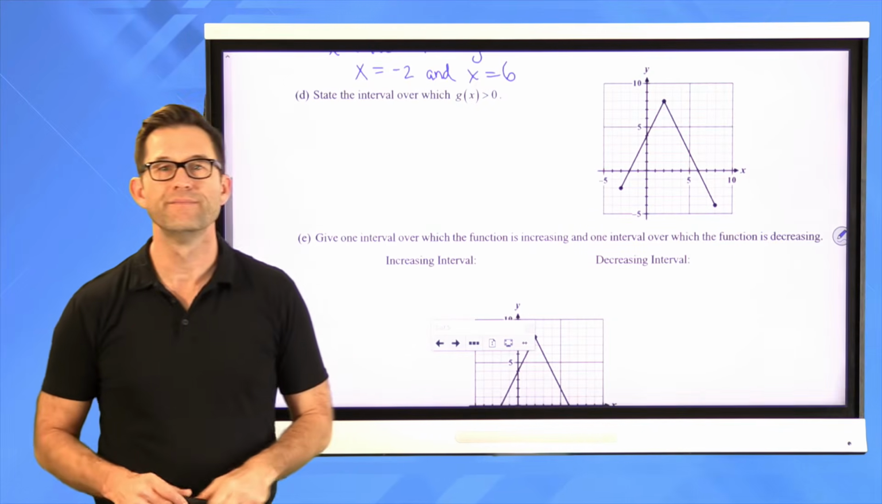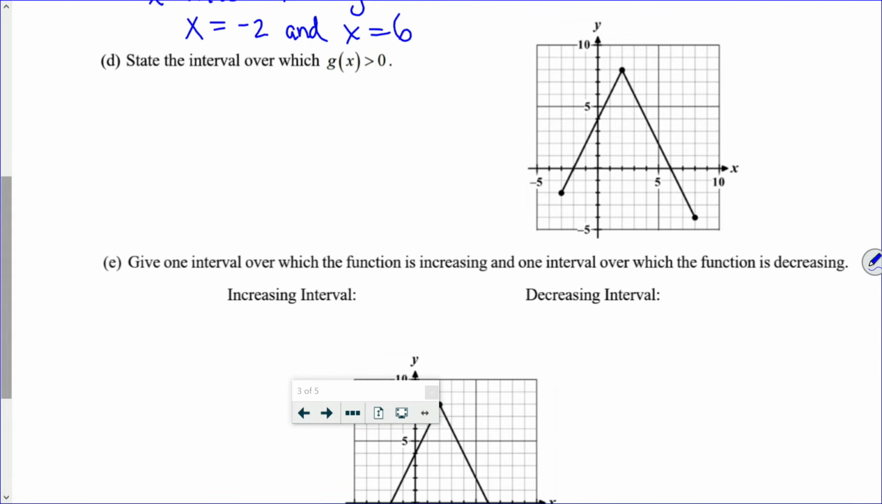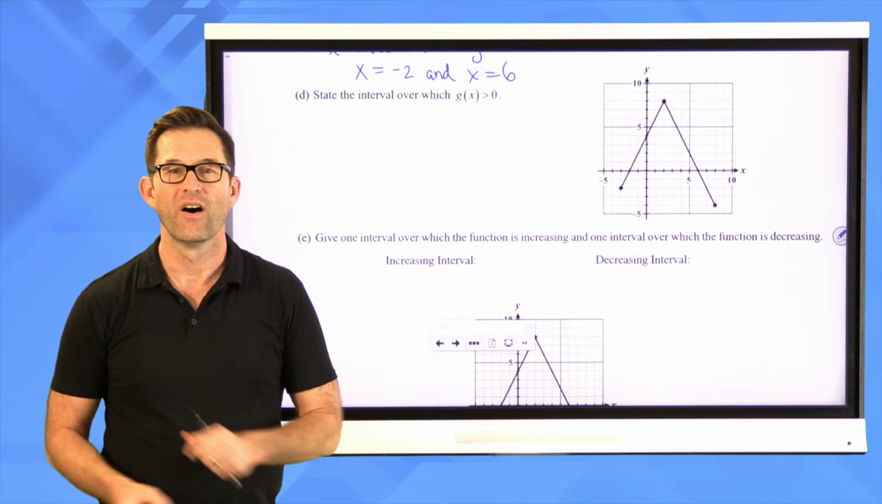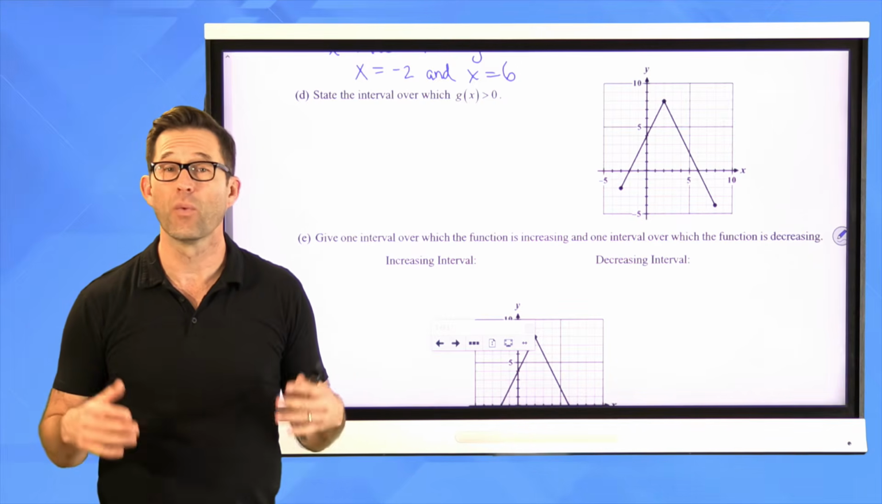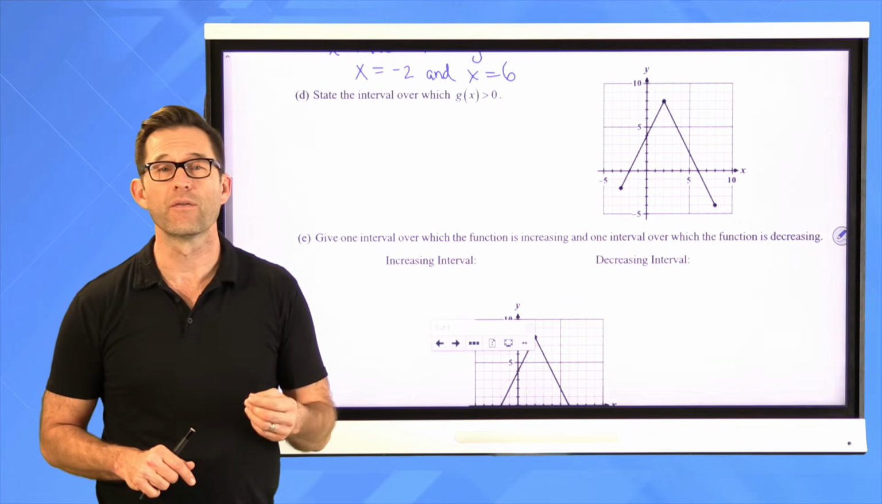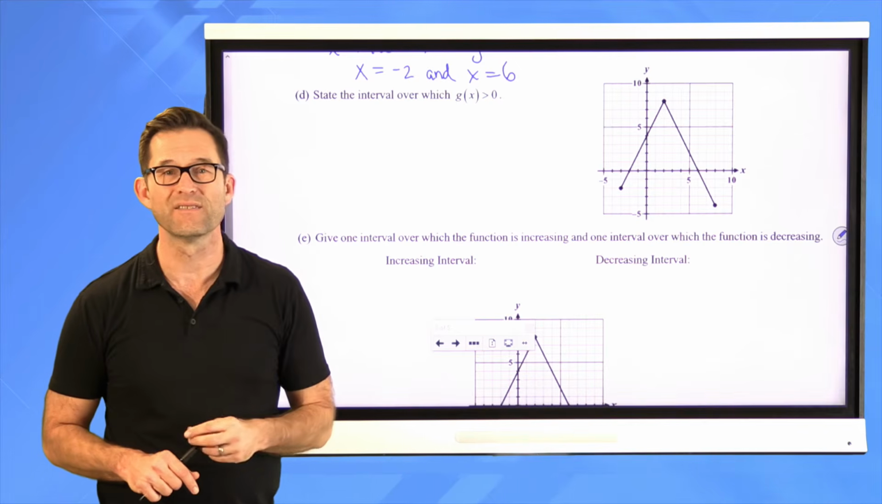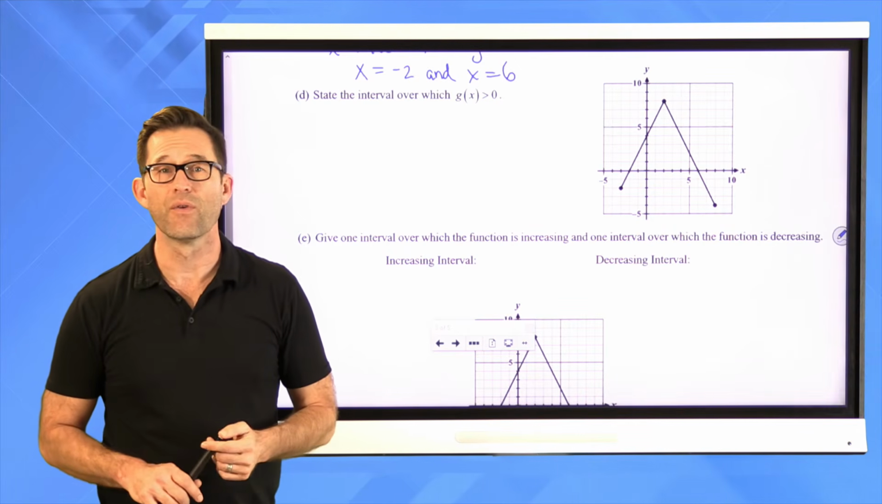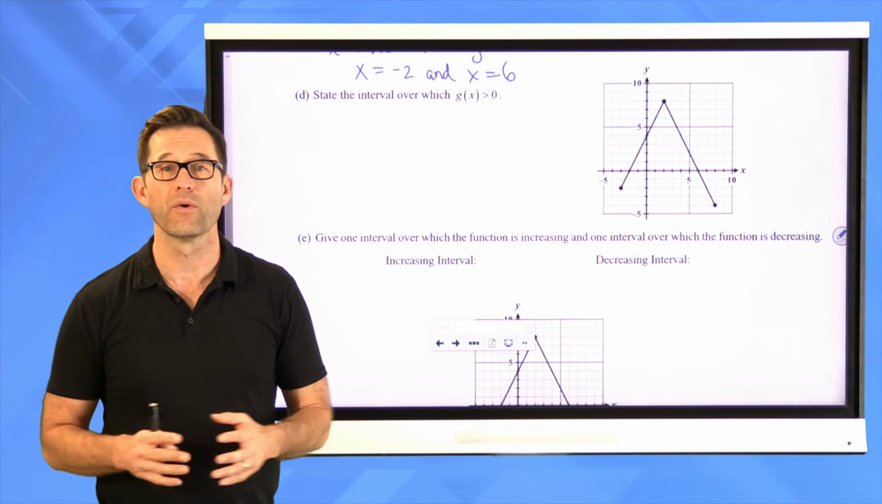Letter D. State the interval over which g of x is greater than 0. All right, so this is very, very similar to what we had in the last problem, except in that problem, we were looking for the interval over which the function was less than 0. See if you can state the interval over which the function is greater than 0.